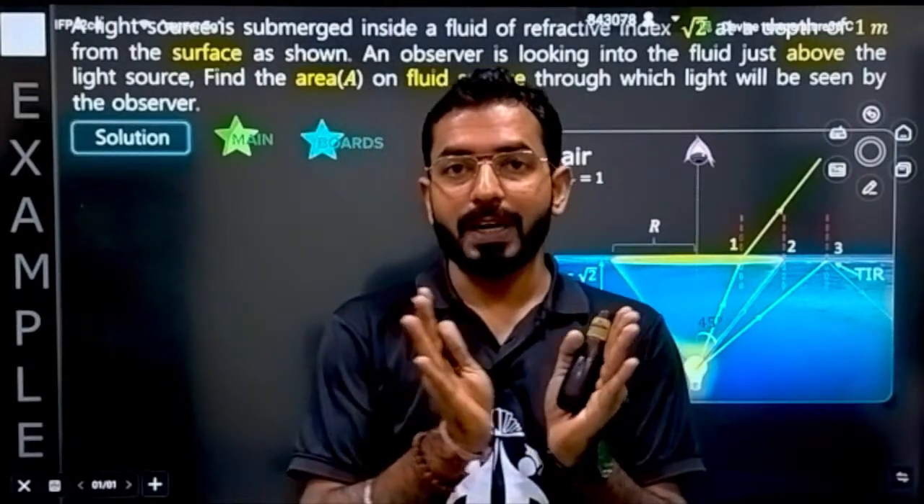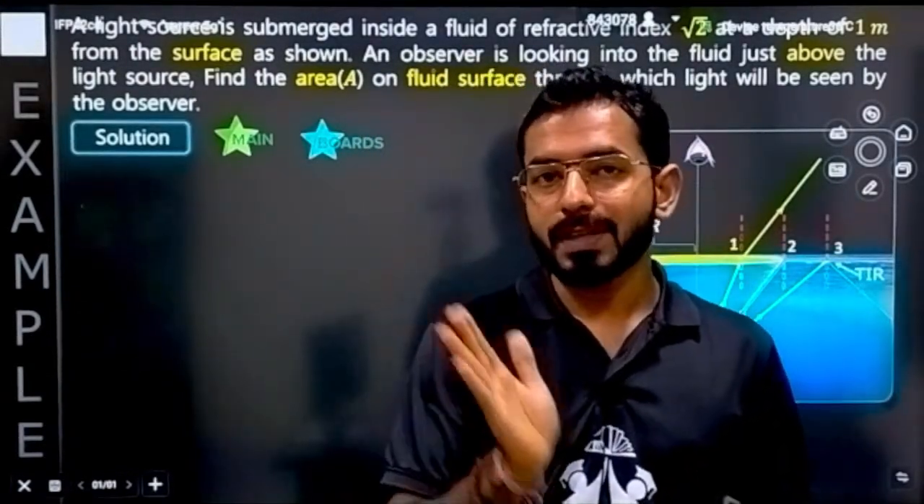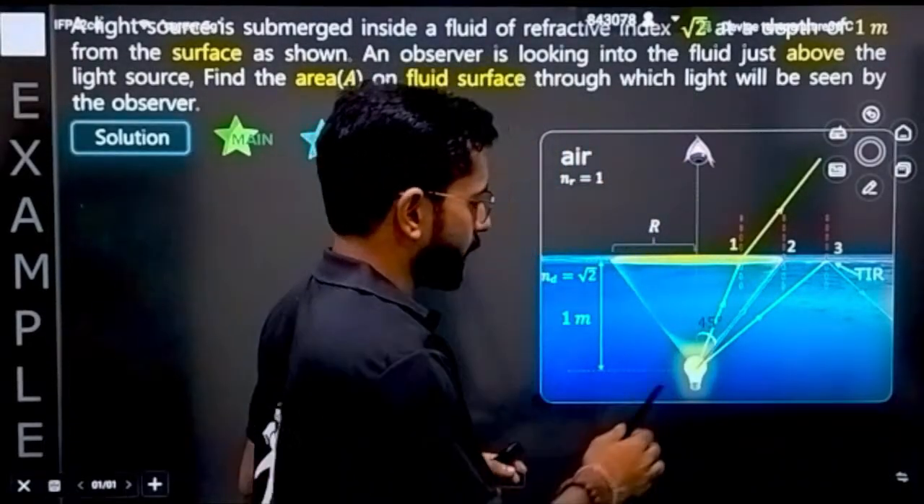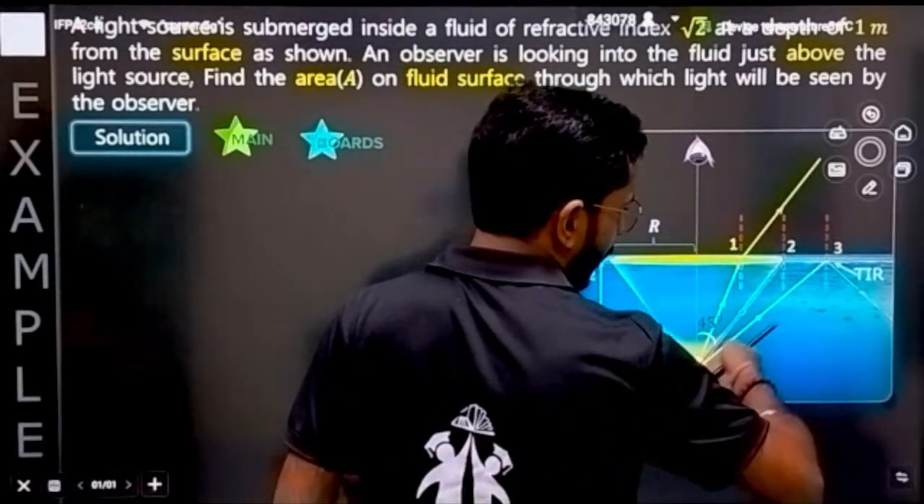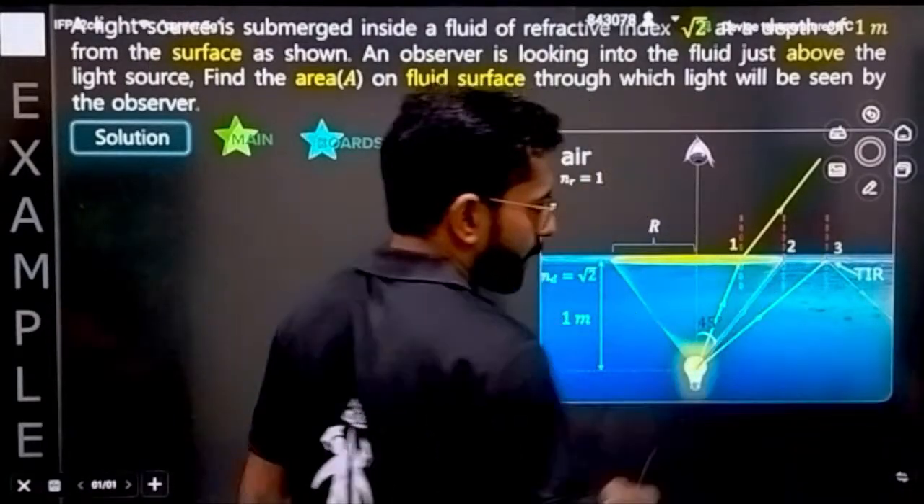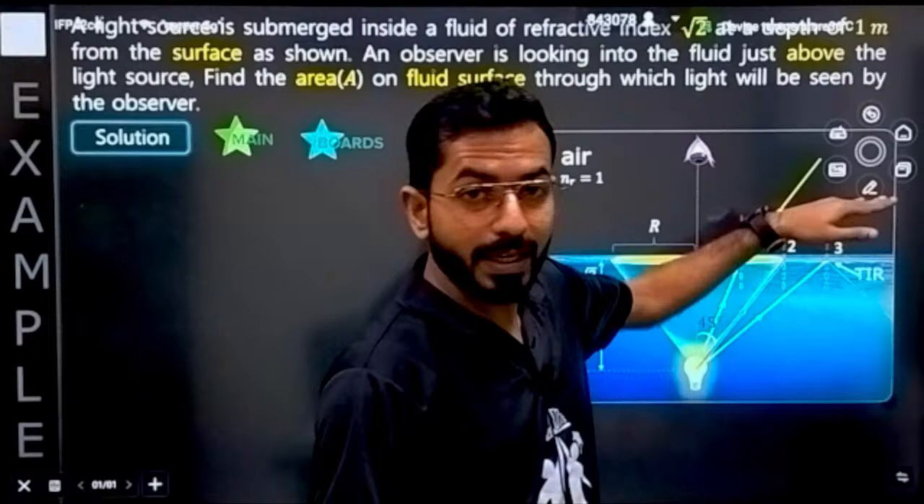So there can be one more general query. Sir, why is it only this, why is the complete area not covered? Why not the complete area? Because after some angle, let's understand what is happening. Here the angle of incidence is small, but as soon as you are moving away, can you say the angle of incidence is increasing? And if the angle of incidence is increasing, can you say the angle of reflection is also increasing?